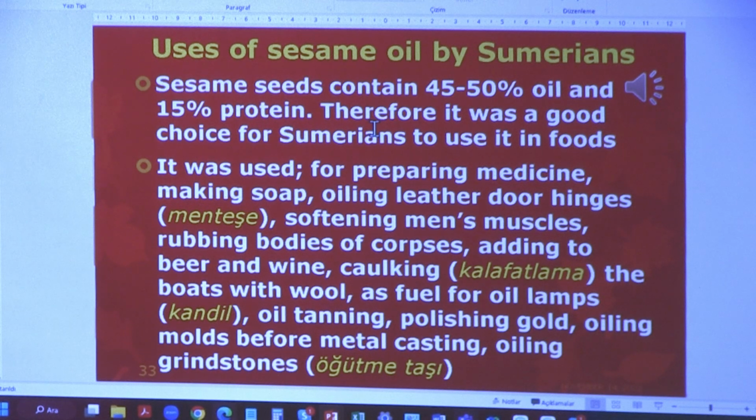And as I mentioned before, it was used as fuel for the lamps, and they also used oil tanning. When they tan the leather, there is oil tanning, because when you rub oil on the skin of an animal, the hide of an animal, then you replace the water. If you remember that, you replace the water with oil, therefore you prolong the lifetime of the leather.